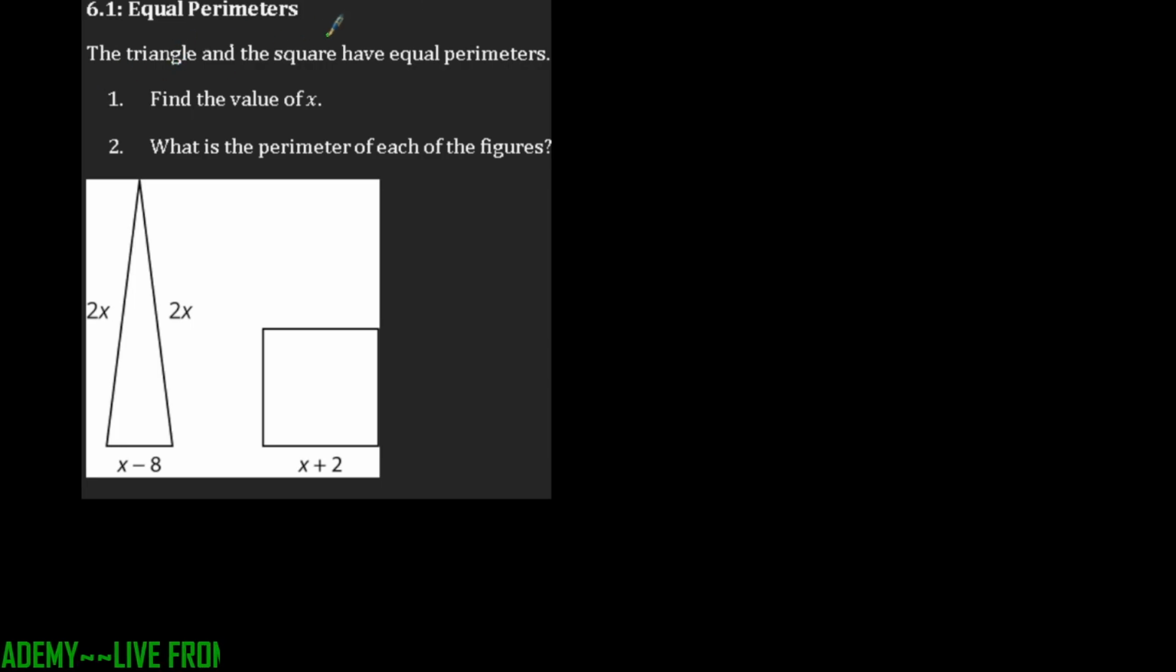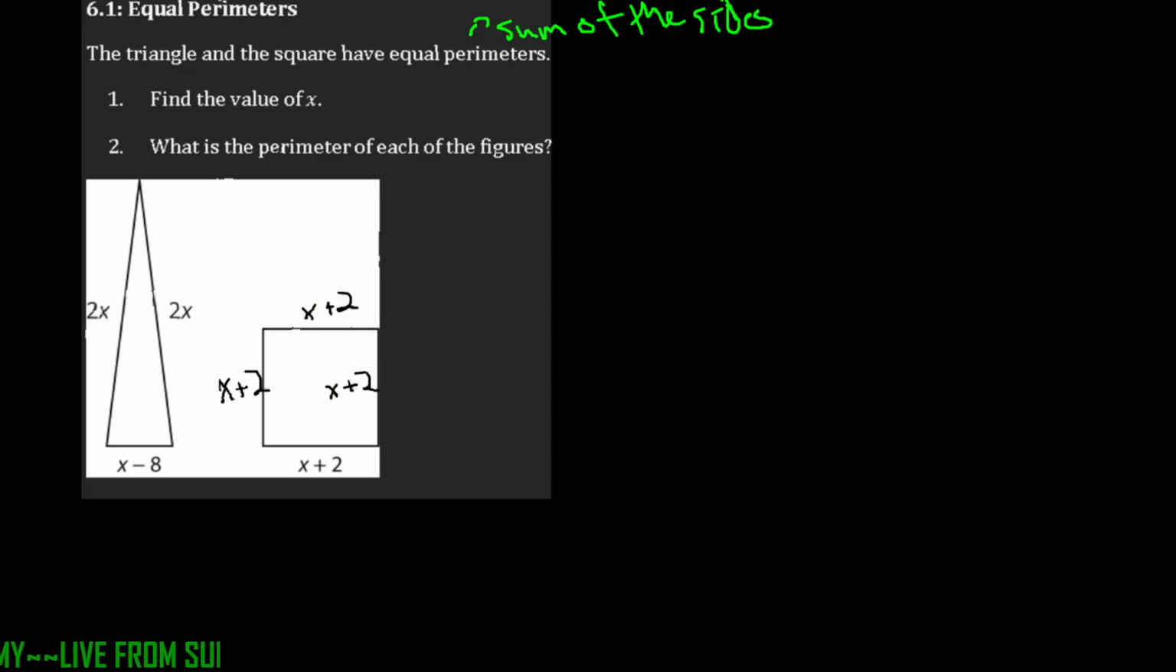The triangle and the square have equal perimeters, and again, perimeter is just the sum of the sides. So we can add up all the sides and set them equal to each other. The triangle has those side lengths, and for the square, make sure you remember I can write x plus 2 for each of these sides. So I have x plus 2 for all 4 sides. And now I can find the perimeters.